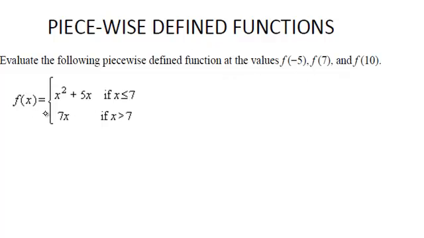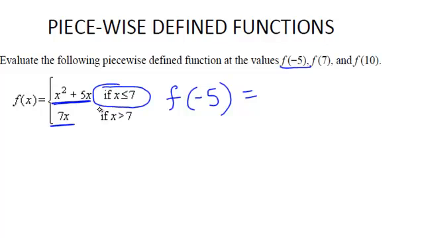So once again, f of x, my y, is equal to x squared plus 5x if my x is less than or equal to 7. It is equal to 7x if my x is greater than 7. I want to find f at -5. Do I plug it in this piece or the second piece? F at -5, my x is -5. That is less than or equal to 7. So I will plug it into this piece.